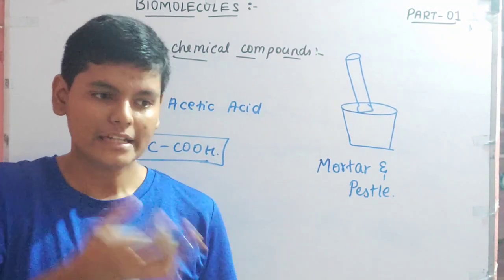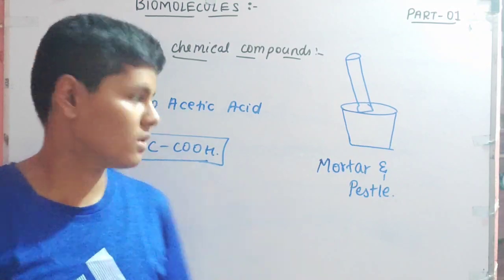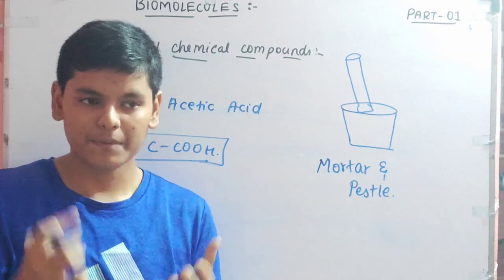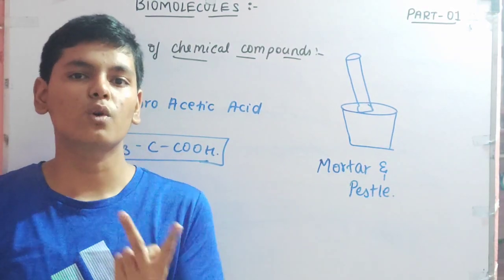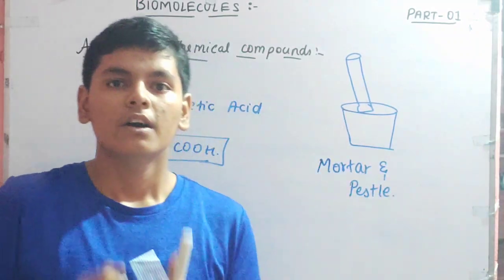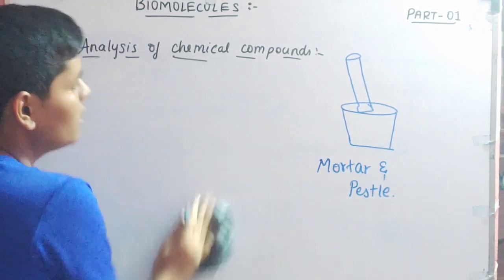That slurry, we take it and we keep it on a paper, a cotton paper or a cheesecloth. After putting it on cheesecloth, we have to press it or we have to squeeze it, then we will get two components. After doing that analysis, we get two components. We'll be looking into the components, but first let us write down the steps what we have performed.